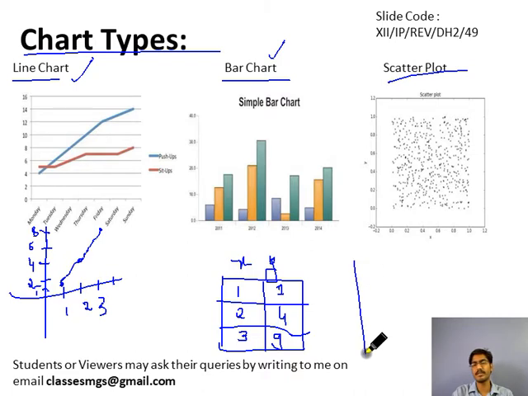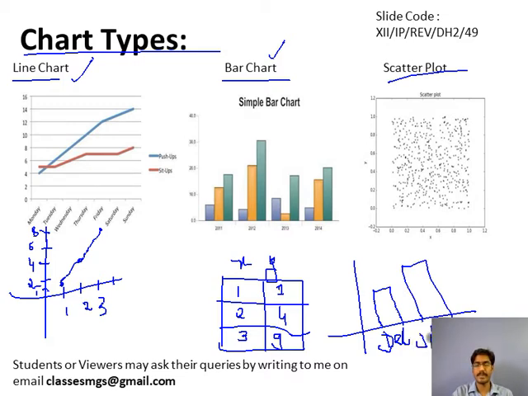Bar chart is basically used to show the data category wise. Let's suppose this is the population of Delhi, and let's suppose this is the population of Jaipur. Okay, so this way you can represent your category wise data through this bar graph.